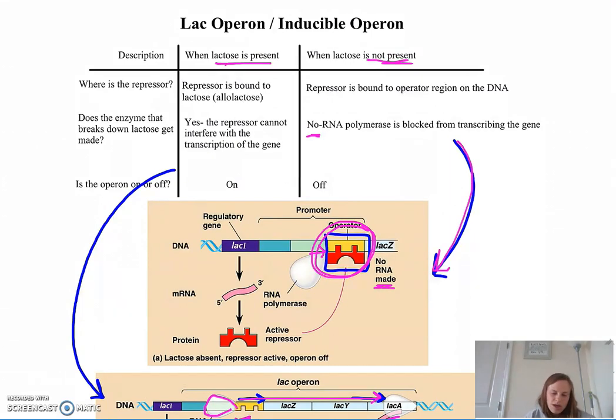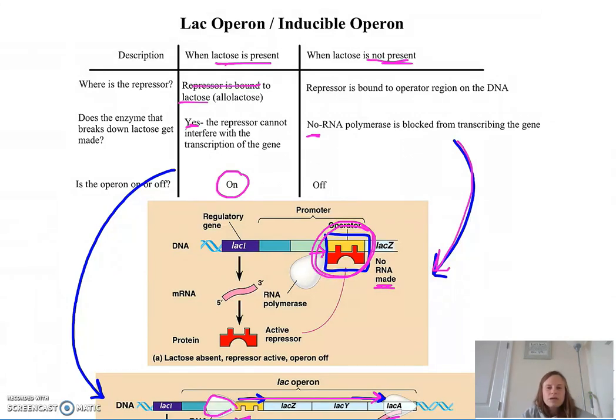So where's the repressor? The repressor is bound to lactose. Does the enzyme get made? Yeah, the enzyme gets made because there's nothing blocking RNA polymerase. Is the operon on or off in this condition? The operon is on. I am making that enzyme.